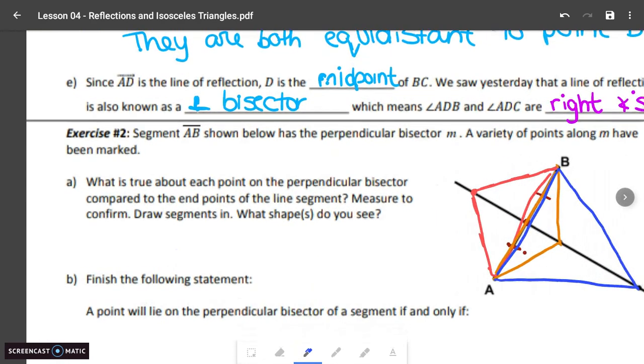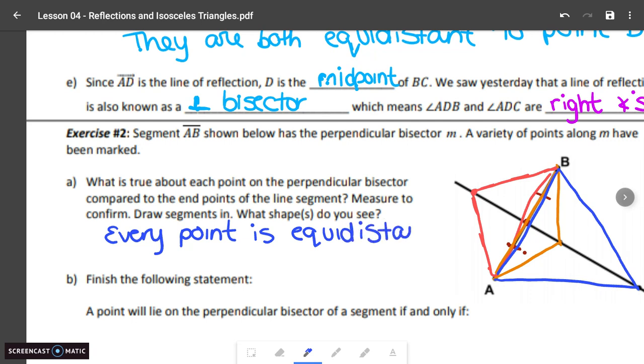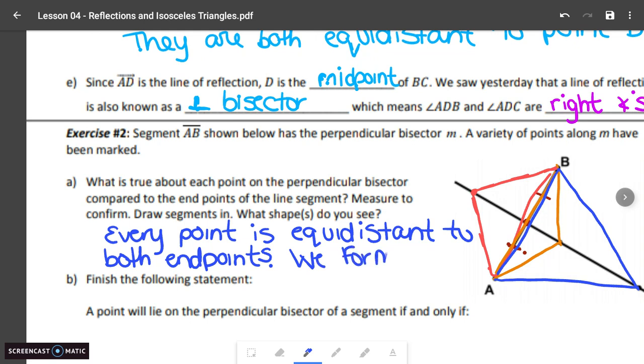So every point is equidistant to both endpoints. And we formed isosceles triangles. And I'm just going to shorten that.